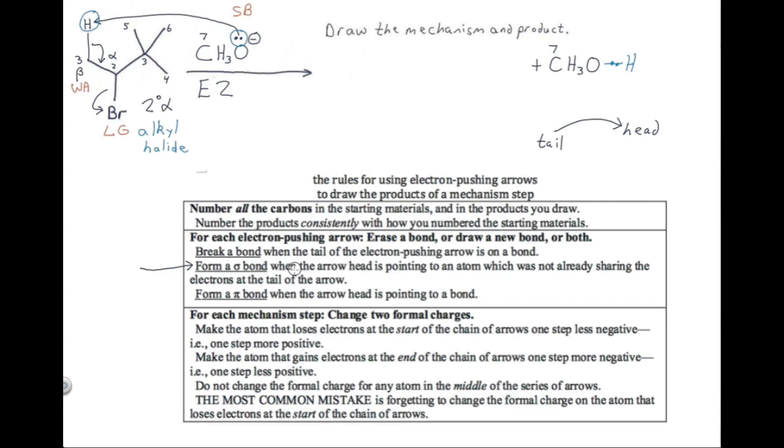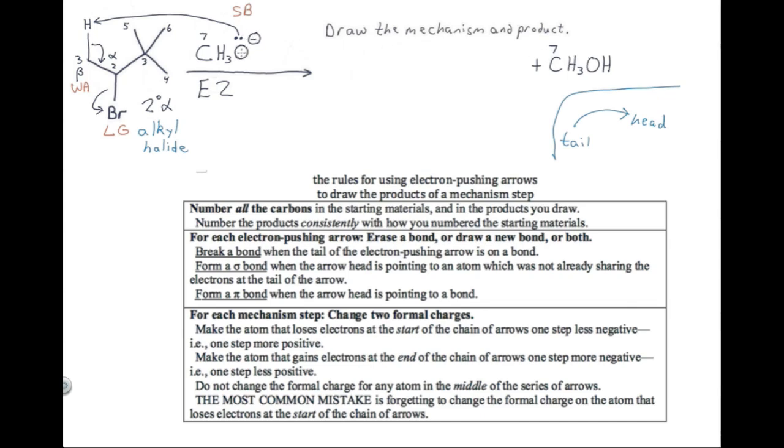I know this rule is a little confusing. I'm going to discuss this rule a little bit more in the next video, but for the time being, I think it's pretty intuitive that this is an arrow that tells us to form a bond between the oxygen and the hydrogen. Now, the most important part of our products to get right is the formal charges.